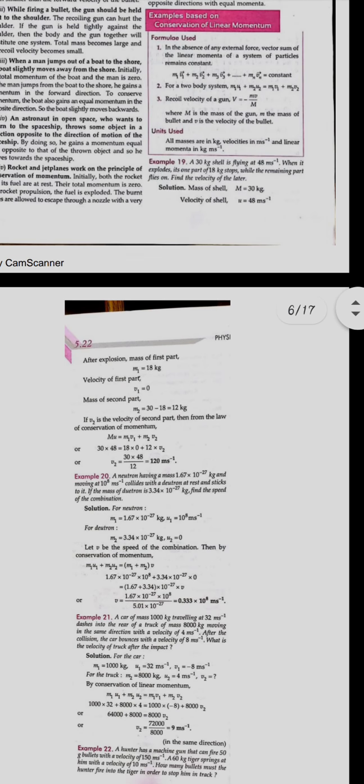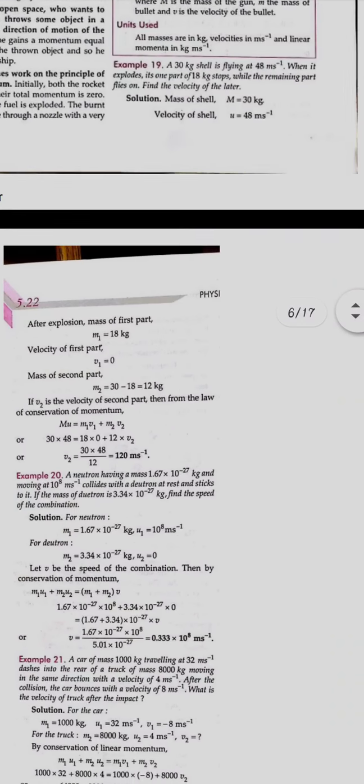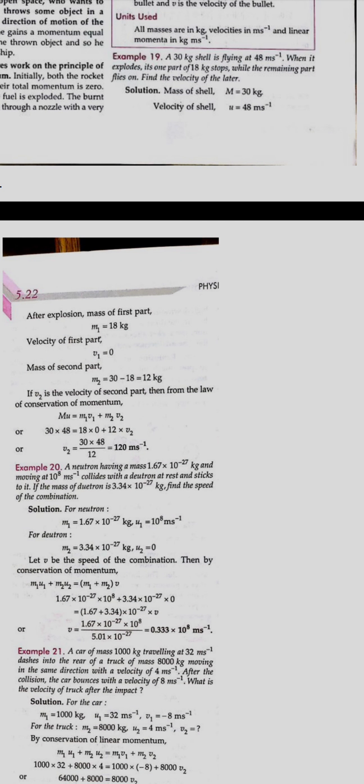So here let's see a numerical regarding recoil velocity. A 30 kg shell is flying at 48 meters per second. When it explodes, one part of 18 kg stops while the remaining part flies on. Find the velocity of the latter. The mass and velocity are given, so we can find the momentum. One part is 18 kg and it stops, so its velocity will be 0, and the remaining part flies on with some velocity that we don't know.